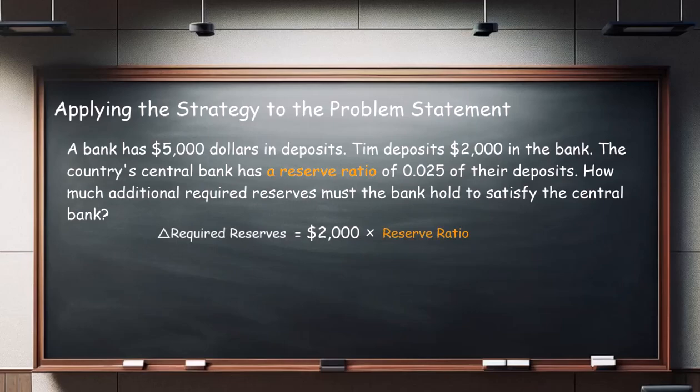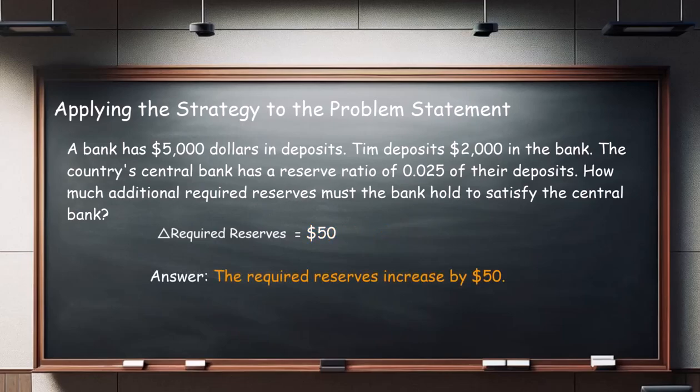3. From the problem statement, locate the reserve ratio and substitute it into the formula. In the problem statement, the central bank set the reserve ratio to 0.025. So, let's substitute 0.025 from the problem statement into the formula for the reserve ratio. 4. Multiply the amount of the deposit by the reserve ratio. The deposit from the problem statement is $2,000, and the reserve ratio is 0.025. Multiplying the deposit of $2,000 by the reserve ratio of 0.025 is $50. So when Tim deposits $2,000 into a bank and the central bank sets the reserve ratio at 0.025, the bank's required reserves increase by $50.